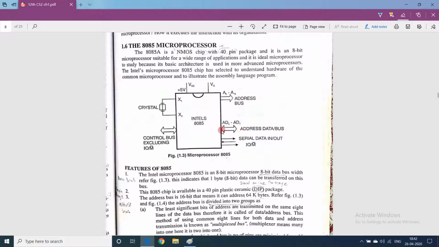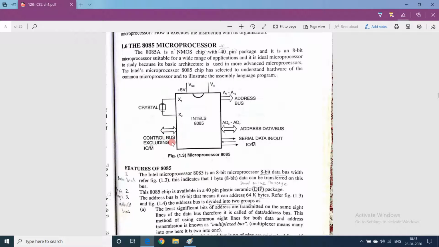Why are there two arrows? Because the data bus is bidirectional. Then there is the control bus. The control bus is used to carry control signals. It is also bidirectional. This is serial data input output. If the processor is receiving data serially, bit by bit, it receives through this pin, serial data input. If the microprocessor sends data serially, bit by bit, as output, then it is serial output.